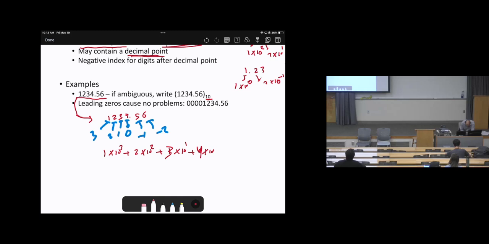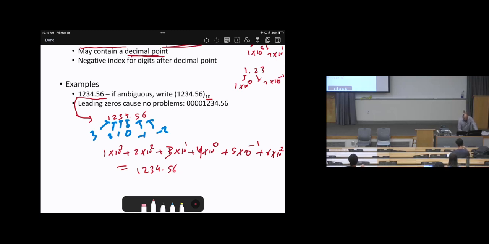1, 2, 3, 4, plus 3 times 10 power 1 plus 4 times 10 power 0 plus 5 times 10 power negative 1 plus 6 times 10 power negative 2. Okay? Do you agree with me? Now, when you calculate this, you will get the same number after substituting this: 1, 2, 3, 4.56. Okay?